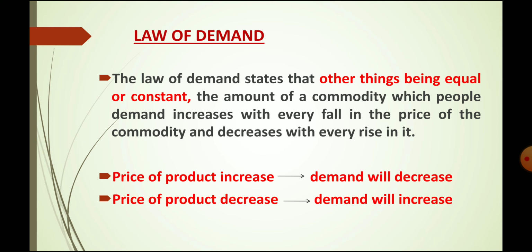will also increase. So you have to keep in mind that other things remain constant. Other factors must remain constant, no change, only price should change. All other factors stay the same, only price increases or decreases. Consumer preference and taste remain constant, price of related commodity remains constant, your income remains constant, then the law of demand is applicable. And you have to keep in mind what the law of demand is: when the price of the product increases, demand will decrease; when the price reduces, demand will increase.